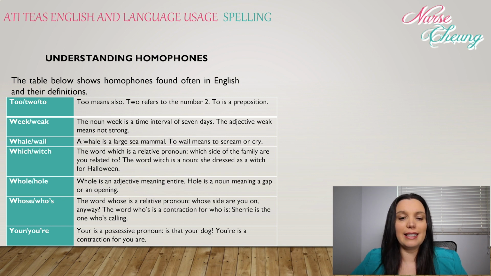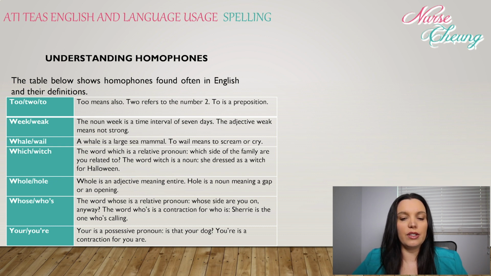Whale and wail. A whale is a large sea mammal. To wail means to cry or to scream. Which and witch. The word which is a relative pronoun. Which side of the family are you related to? The word witch is a noun. She dressed like a witch for Halloween. Whole and hole. Whole is an adjective meaning entire. Hole is a noun meaning a gap or an opening.